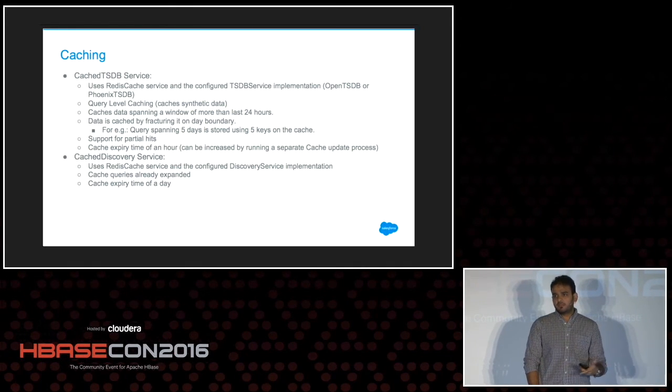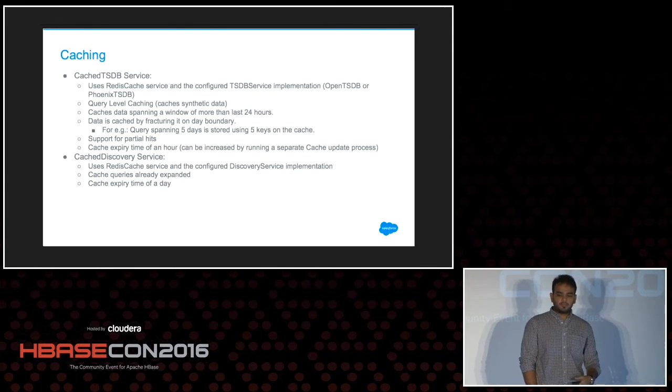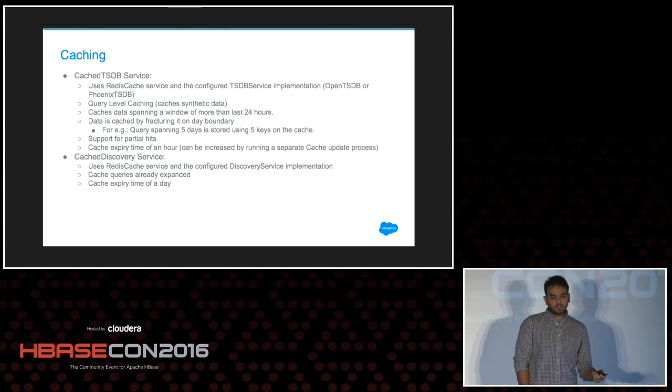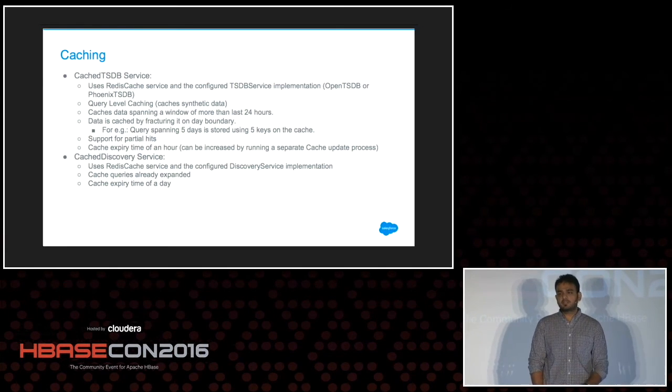Given a metric query, it tries to read all except the last 1 hour of data from the cache. If it's a no hit, it obviously goes to the persistent storage, gets all the data, and stores it in the cache. But if it's either a partial hit or a complete hit, it gets all that data, gets the remaining data from the persistent storage, and returns it back to the client.